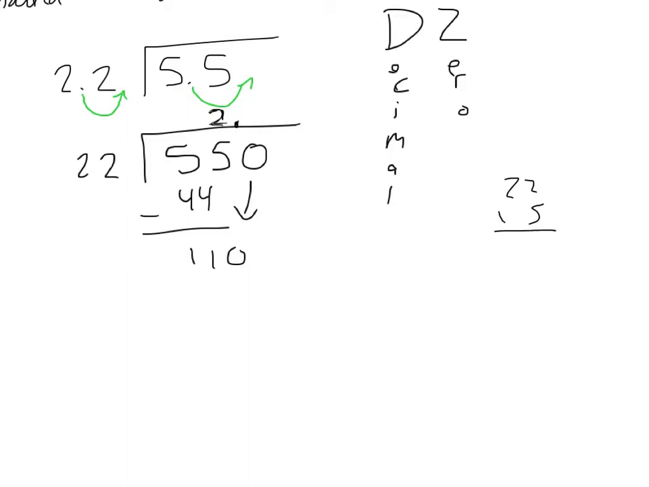22 times 5, right, would be 110. So 5 gives you 110. Subtract. You have a remainder of 0. So what's your answer? 2.5. And what do we call the answer to a division problem? The quotient.